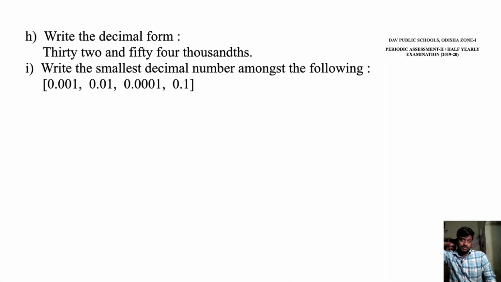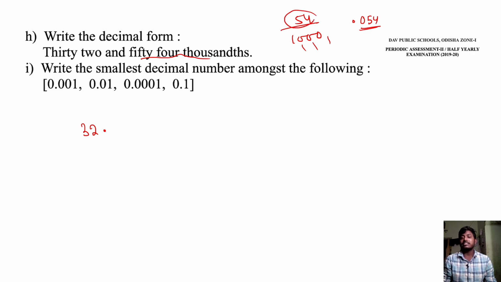Write the decimal form of 32 and 54/1000. Okay, 32 means we can write down 32. After that we put the decimal. Now 54/1000 means 54 divided by 1000. Any doubt? Now convert into decimal. That is 0.054, because 1000 means after the decimal 3 digits. Already 2 digits are given. We put the 0, then it becomes 3 digits. Yes or no? Now write down 0.054. Any doubt? Next question.